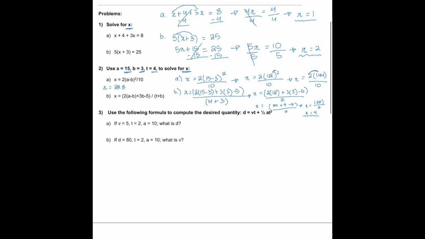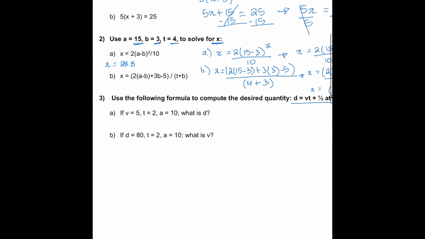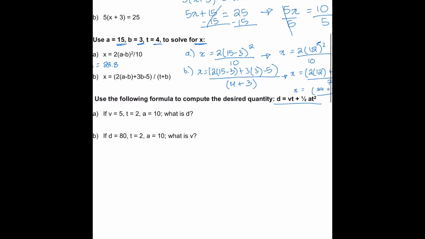All right. Let's go ahead and move on with question number 3. So using the following formula to compute the desired quantity, this is going to be the formula that we're going to be using here today. So same thing as question number 2, it gives us the value for the exponents. We just got to go ahead and plug this into the equation.